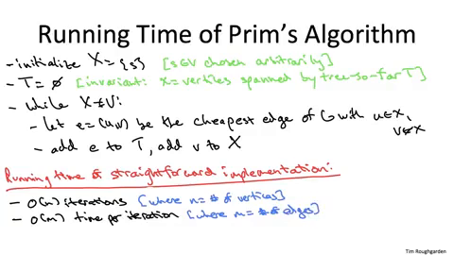For example, you can just, with each vertex, associate a Boolean variable that keeps track of whether or not it's in the set capital X. That way, when you see an edge, you know whether it's crossing the frontier or not in constant time. So putting it together, O of n iterations with O of m work for each gives us a running time of O of m times n.